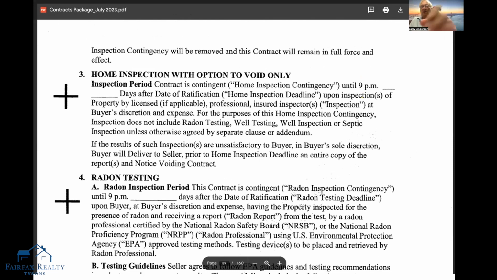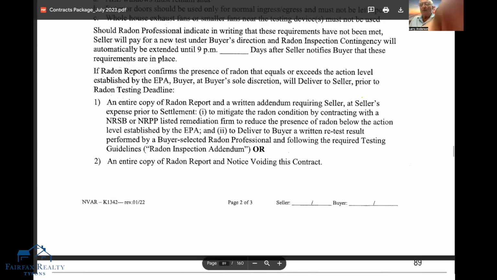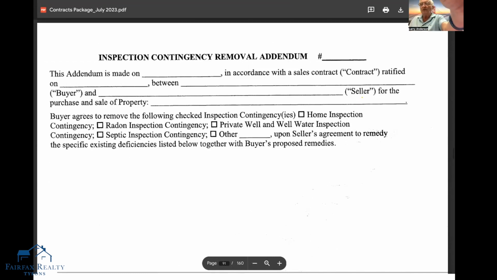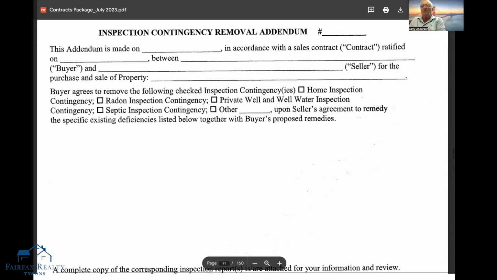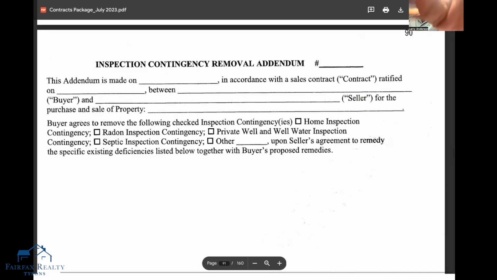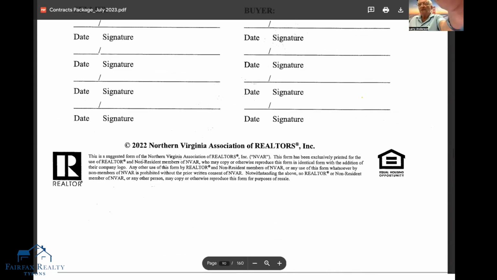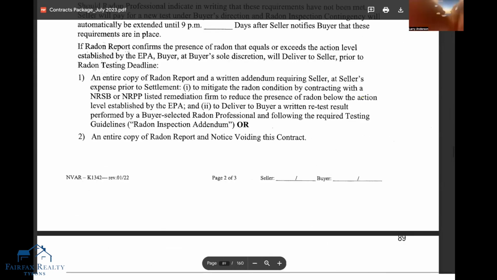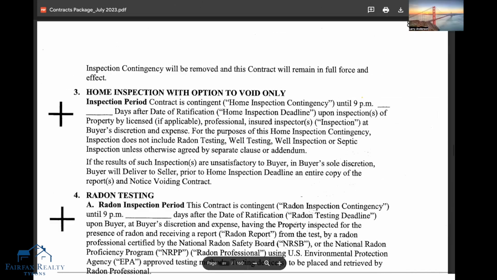And if buyer and seller agree, then I would go ahead and use this inspection contingency removal form and list the deficiencies and what they agree to fix. So if you call the other side and they say, okay, they'd fix those few things, then get it in writing. Best way to do it, removal addendum form, okay? That answer your question?